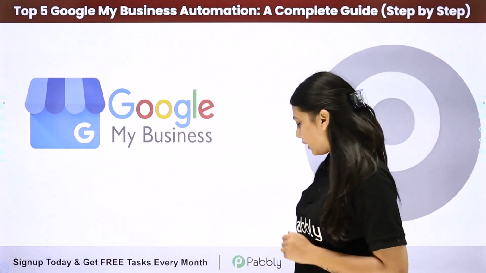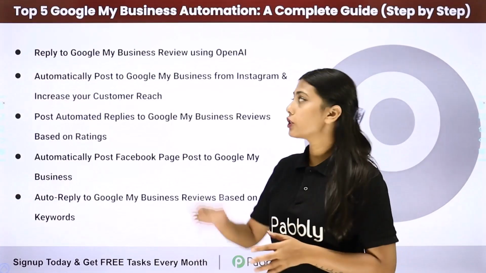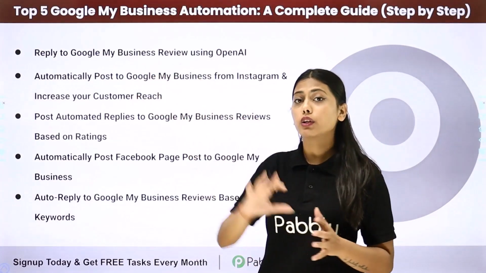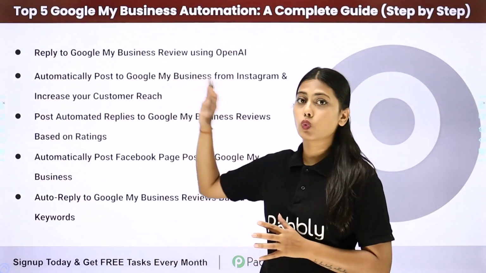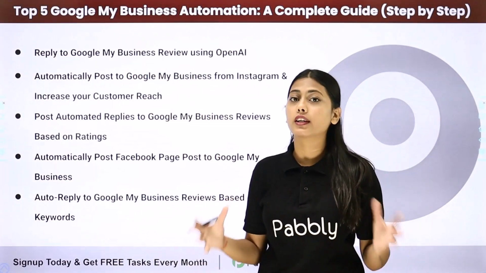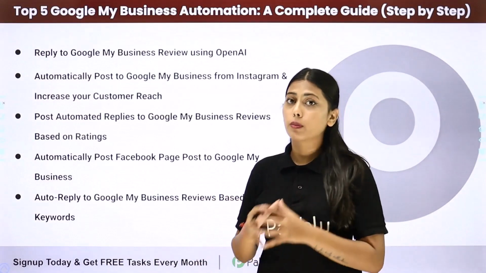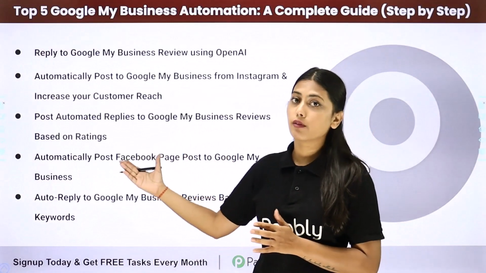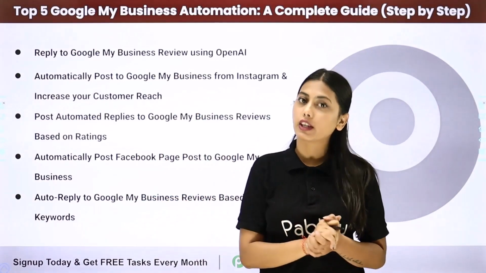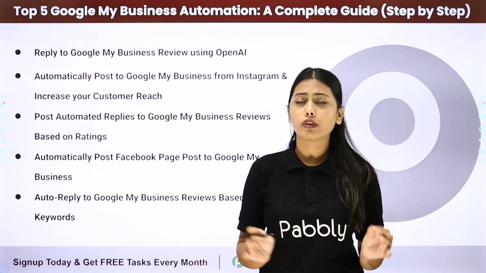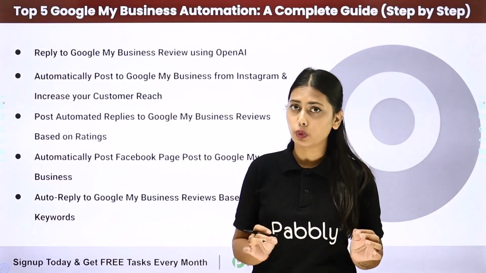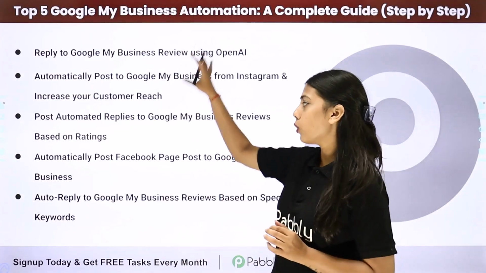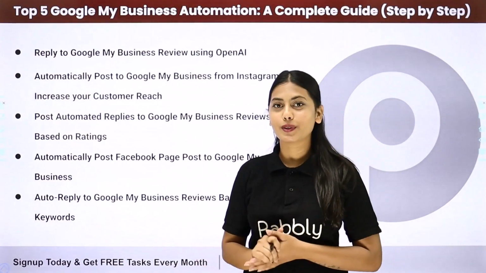What you can do is first of all generate responses with the help of OpenAI to reply to your customer reviews. Then you can also integrate your Google My Business with Instagram so that the post and the audience are connected. Then you can give them replies on the basis of the ratings and reviews of the customers. Also, you can integrate Facebook in the same way like you integrated your Instagram. And in the end, you can generate relevant responses on the basis of keywords. So you can automate Google My Business with the help of Pabbly Connect and create all these automations. Let us learn how to do that.